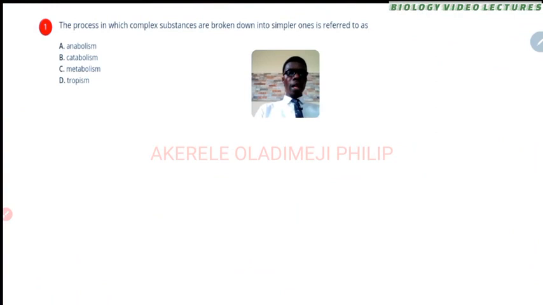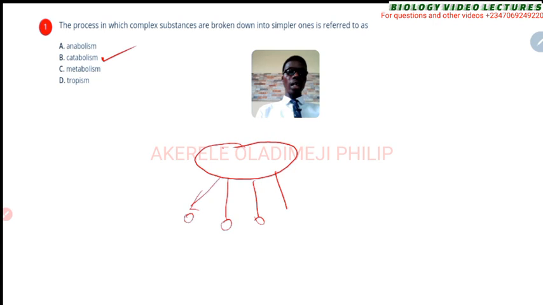The process in which complex substances are broken down into simpler ones is referred to as, that is called catabolism. Let me explain something to you quickly. What it means is you have a big structure like this, and it's broken down into small ones, just making it smaller, so to say. That is called catabolism.